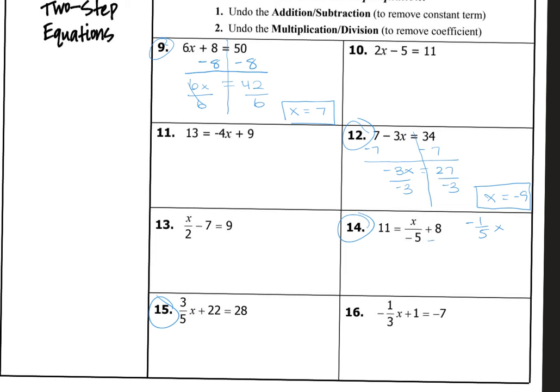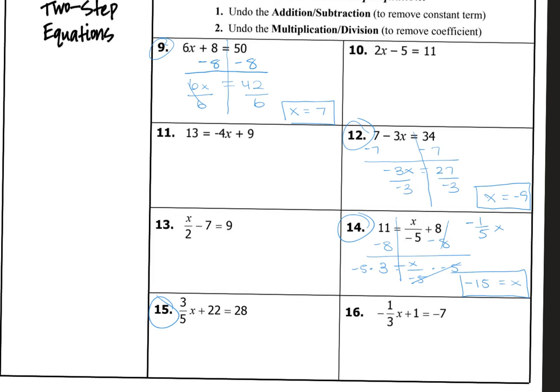So the first thing I'm going to do here is subtract my 8 because I want to get rid of that addition or subtraction first. My 8's cancel and I'm left with x over negative 5. Then I have 11 minus 8, which gives me 3. I have x divided by negative 5, so I'm going to go ahead and multiply by negative 5, multiply by negative 5. My negative 5's cancel, and I get that negative 15 is equal to x.